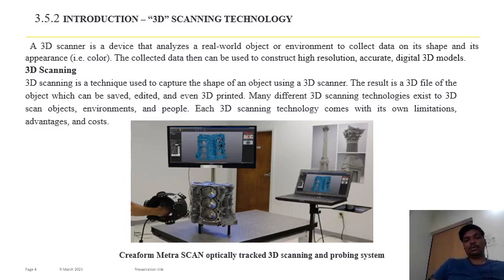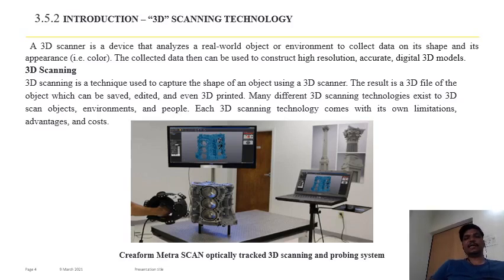A V3 block, or a casting block is there, and it is being scanned by this scanner in such a way that it is creating the geometry, and by collecting the data it is creating a geometry in the respective digital tools. So it is a technique used to capture the shape of an object using a 3D scanner. The result of 3D file of the object can be saved, edited, or even 3D printed.